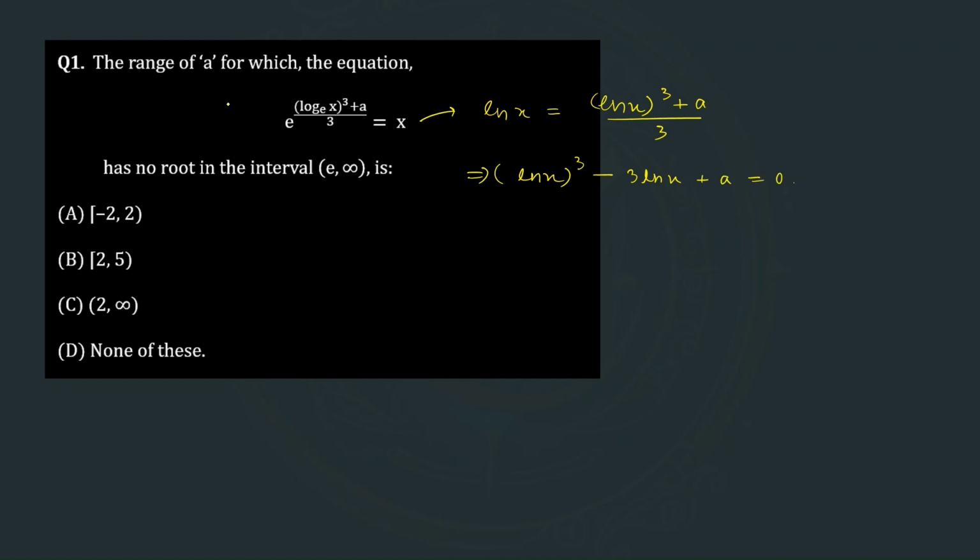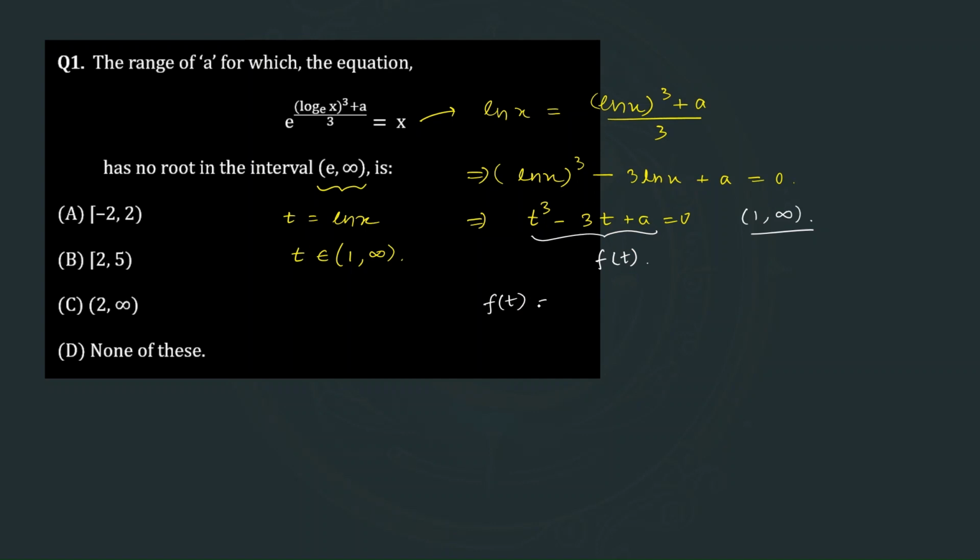Now we have to find the range of a for which this equation has no root in the interval e to infinity. So if we substitute t equal to log x, then we can say that t should belong to the open interval 1 to infinity. So from here we can write t^3 minus 3t plus a equal to 0. This equation must not have a solution in the interval 1 to infinity. So let us try to plot the graph of this function first. Let us call this f(t). So f(t) is t^3 minus 3t plus a.